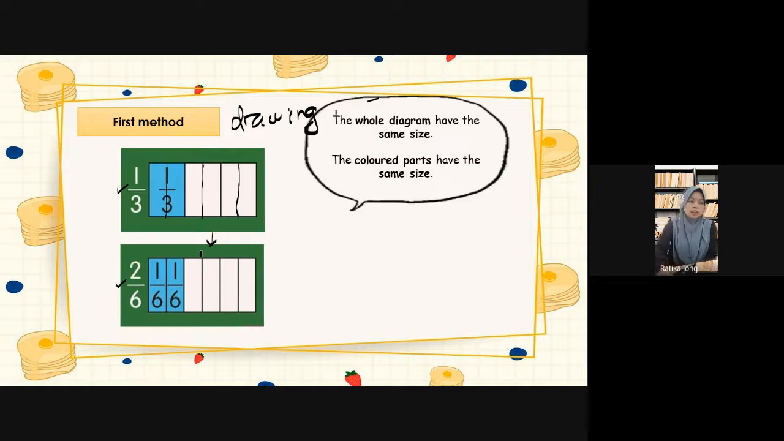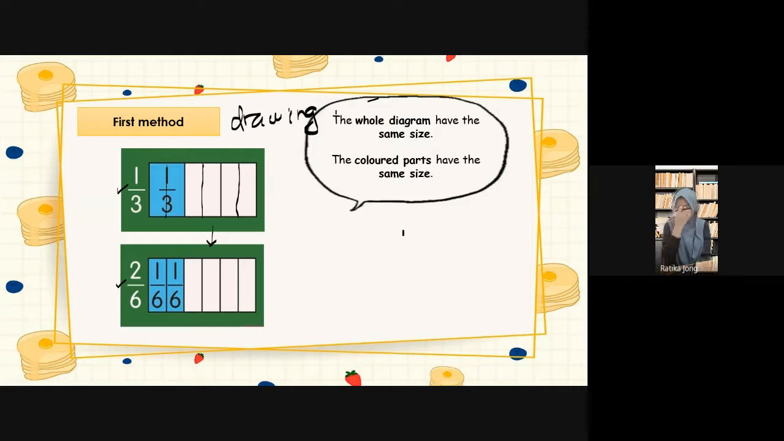Okay, if you use this method, you need to draw the whole diagram with the same size. Diagram yang ini mesti sama besar, ini pun mesti sama besar. And then, you need to divide the diagram into same parts. Yang ini pun sama besar, same parts. Each part mesti sama besar. Okay, the colored parts have the same size. Macam ini kan, warna biru tu besar ini. Yang awak warnakan tu besar ni, this big kah? So, the next diagram, you also need to color the blue part the same size as yang sebelum tu.